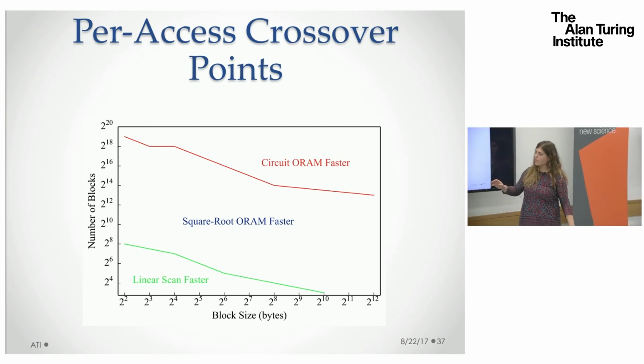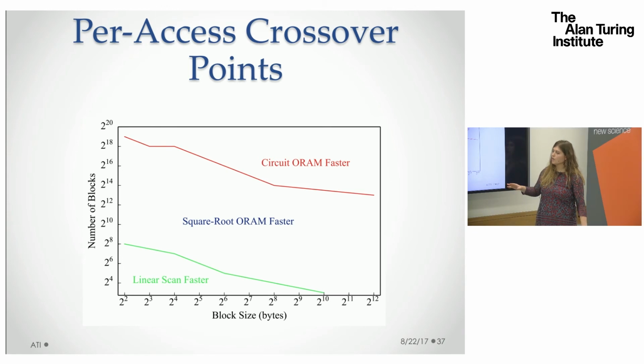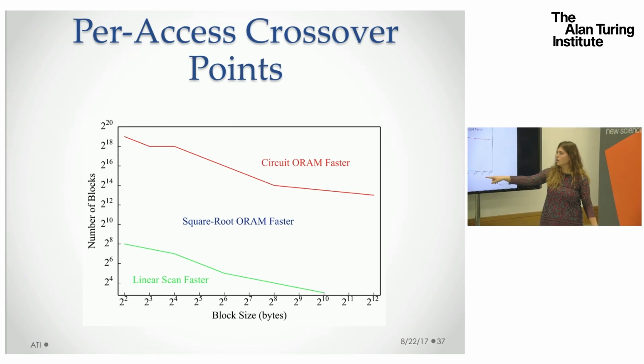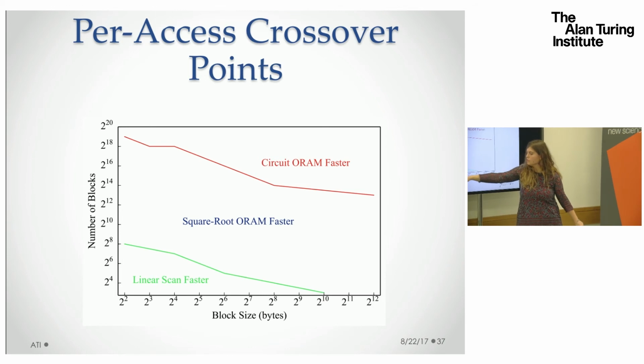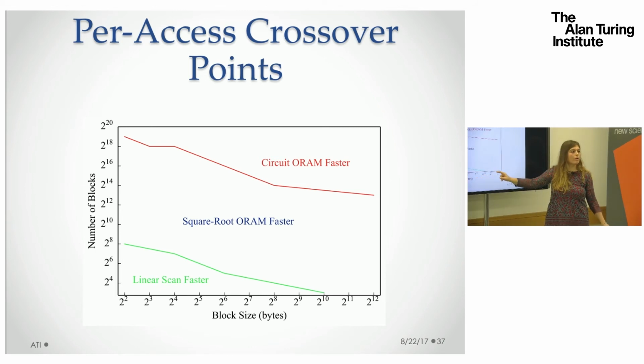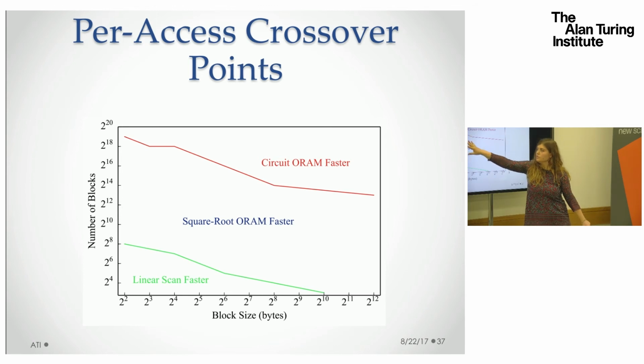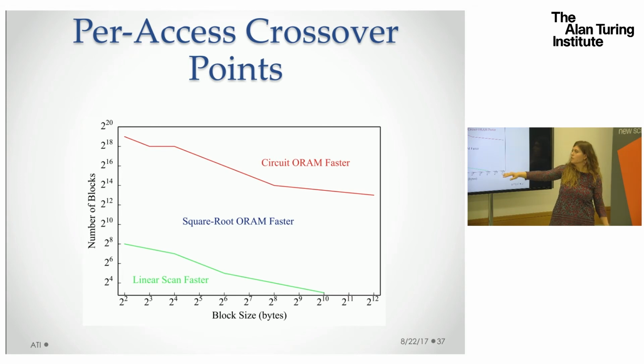So what this figure tells us is for what sizes of databases, where this is the number of blocks in the database, and this is the size of each block, what ORAM you should use. So if you're in this region, linear scan is still the fastest. If you are in this region, suddenly you have a better alternative than linear scan. So before our work, up to here, everything was linear scan. You had to use linear scan if you want to be the most efficient. You want the best practical efficiency.